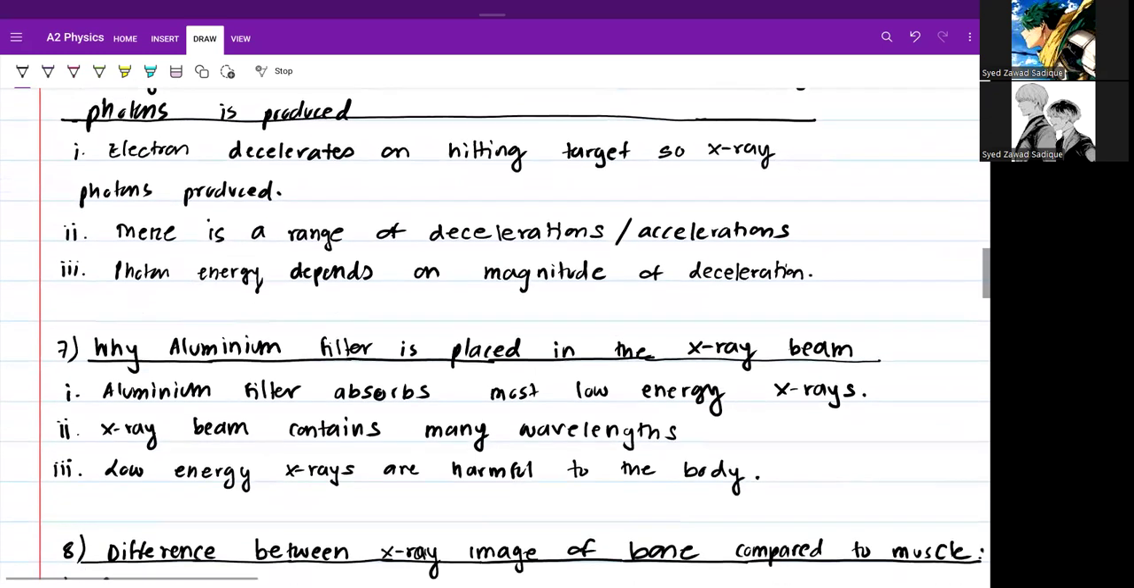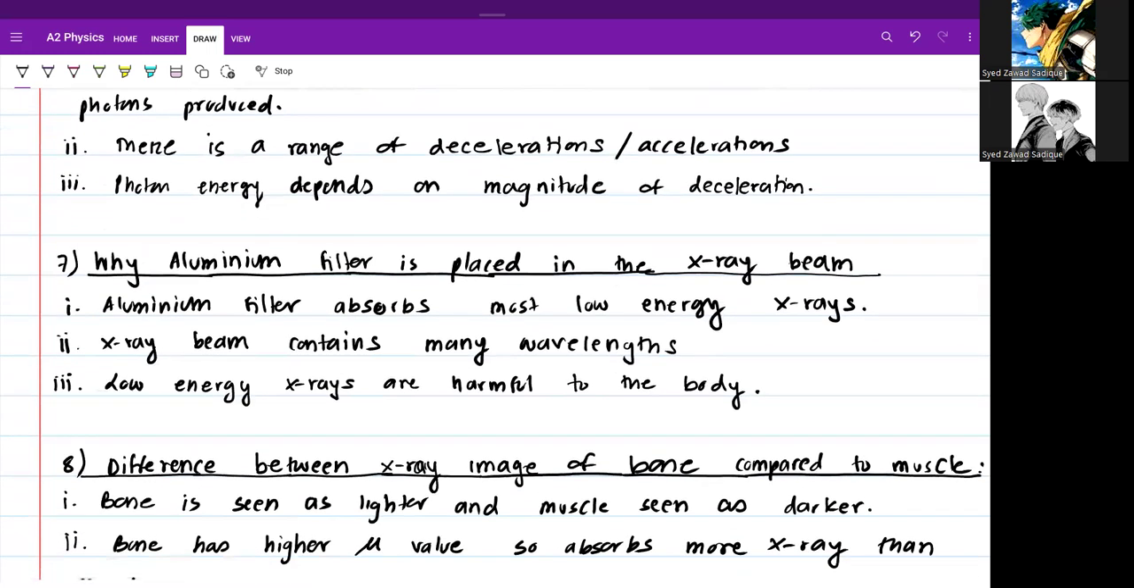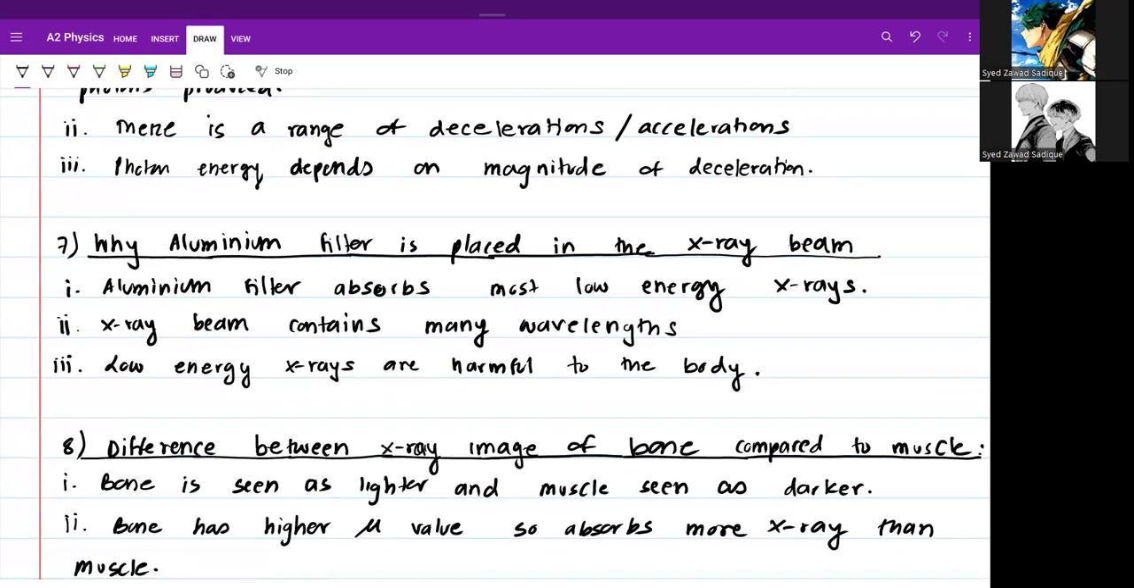Number seven is why aluminum filter is placed in the X-ray beam. So aluminum filter absorbs most low energy X-rays. X-ray beam contains a range of wavelengths. Low energy X-rays are harmful to the body.